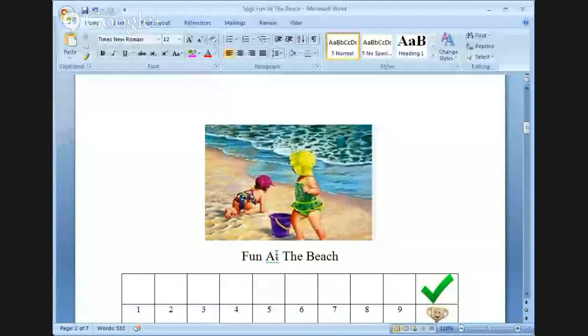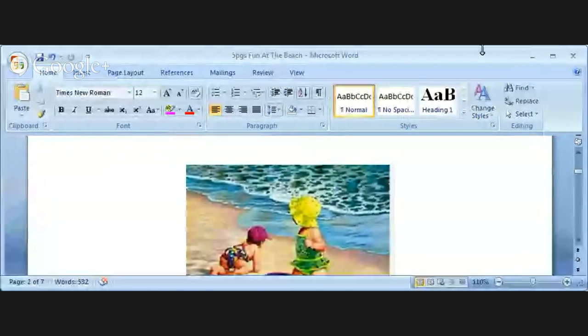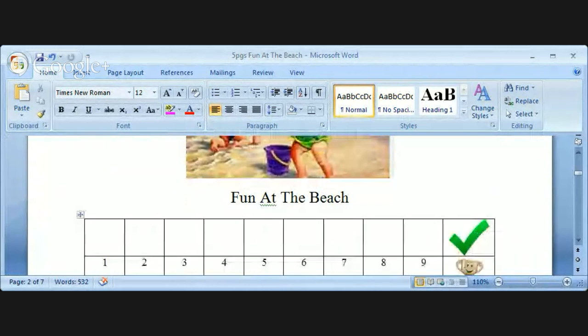Can you tell me what you see on the screen at the moment? Do you see fun at the beach? Yeah, two children. Okay, great. There are two children, that is correct, and they are having fun. They're having fun at the beach.